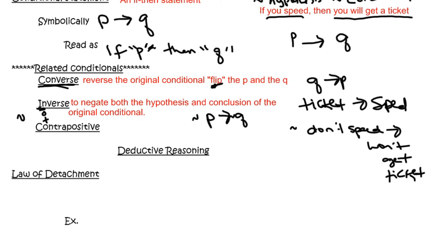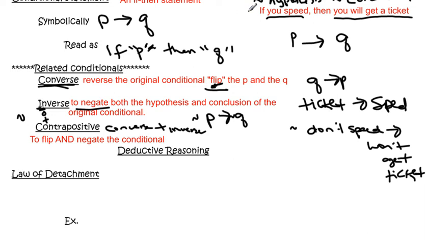The contrapositive is when you negate and flip the original conditional. So the contrapositive is a combination of the converse plus the inverse. If I ask you to take the contrapositive of my original conditional up here, I would say first flip it, getting a ticket and then speeding, and then negate it. So if you don't get a ticket, then you didn't speed.